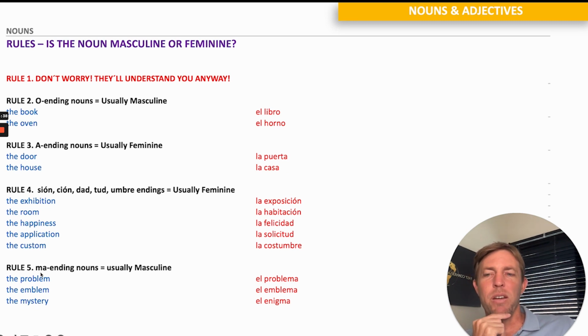Okay, rule number 5. If the noun ends in ma, it'll be masculine. El problema, el emblema, el enigma. I only care if you remember rule number 1. Don't worry, they'll understand you anyway. But at least today, you saw that there are kind of, sort of, some rules.